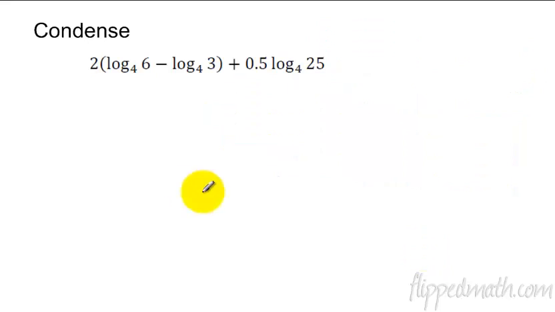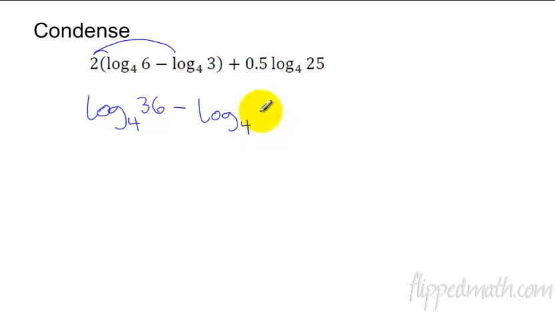Now let's go the other way, condensing. So the 2 will distribute to both of these things and basically just becomes an exponent. So let's go ahead and just bring that up into the exponent. And that is going to be log base 4 of 6 squared, well, that's just 36, minus log base 4 of 3 squared, and that's just 9, plus log base 4 of 25 to the 1/2. Well, what's 25 to the 1/2? That's actually the square root of 25.